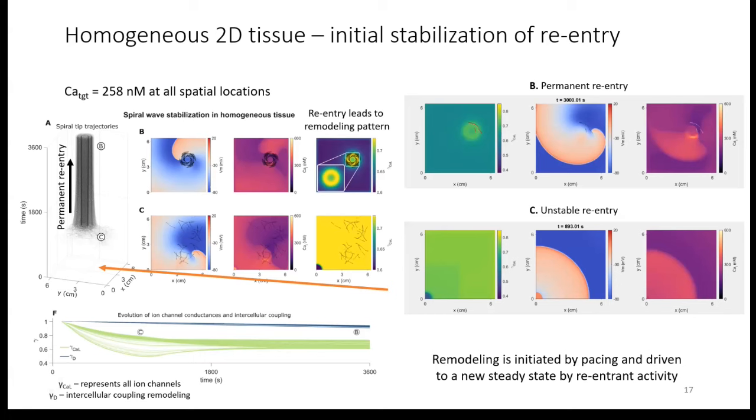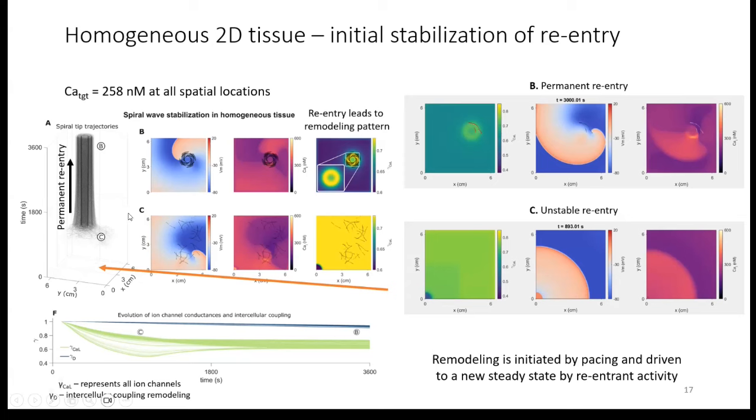And now the more fun stuff is the simulations in the tissue. We're going to start with the homogeneous tissue, where we have the same calcium target at all spatial locations. So you have a 6 by 6 centimeter tissue represented here, and that's 512 by 512 cells. Each pixel in this tissue represents a cell, and each cell has an individual calcium target. And in this case, they're all homogeneous.